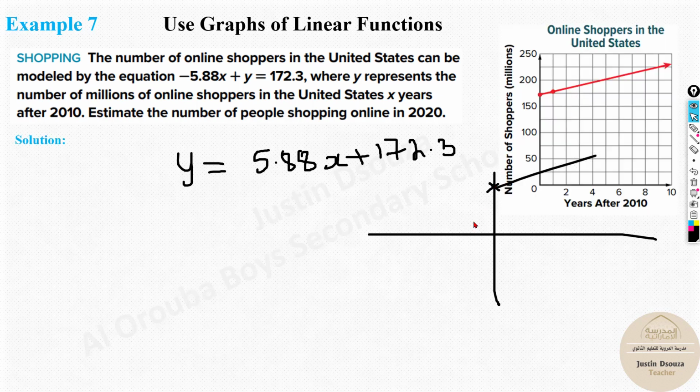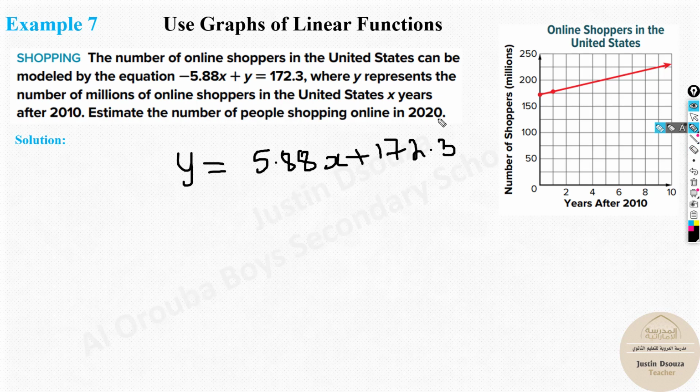Let's just check the graph. We have a graph over here. It's somewhat similar to this. Okay, and this 5.88 means take y value of 5.88 up and x value of 1. That's it. And next, they want the number of people shopping at 2010 to 2020. But remember, this graph starts at 2010. So what is the x value for 2020? From 2010 to 2020, it's 10. So we need to take x equals 10.